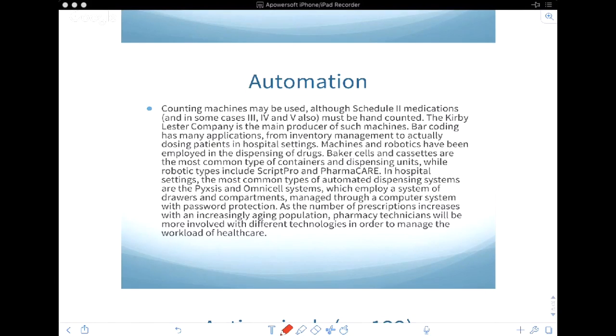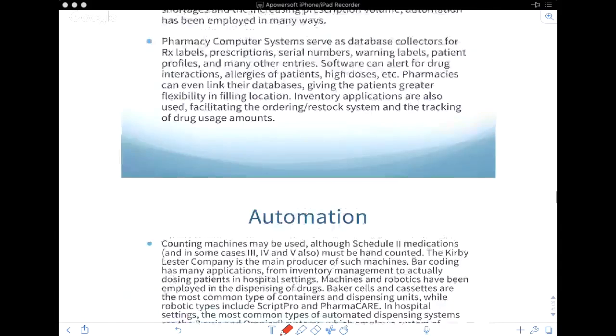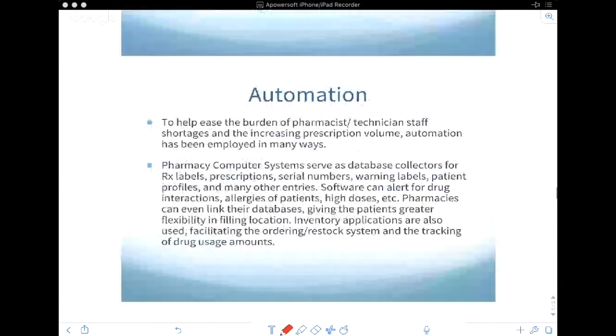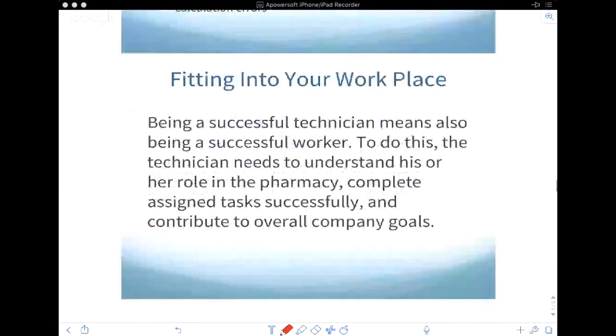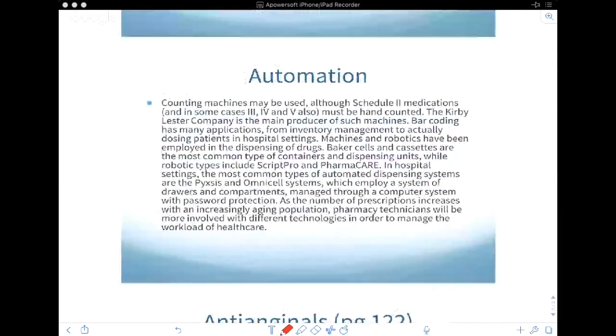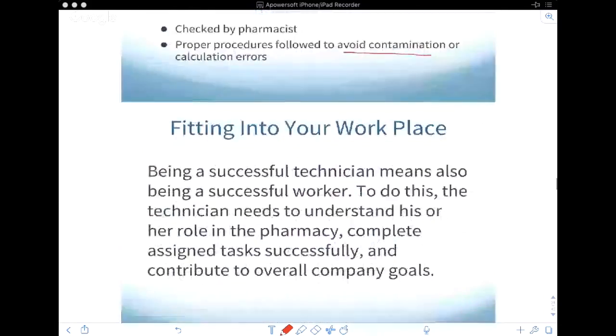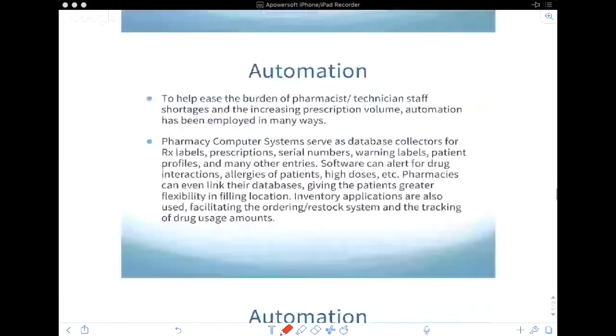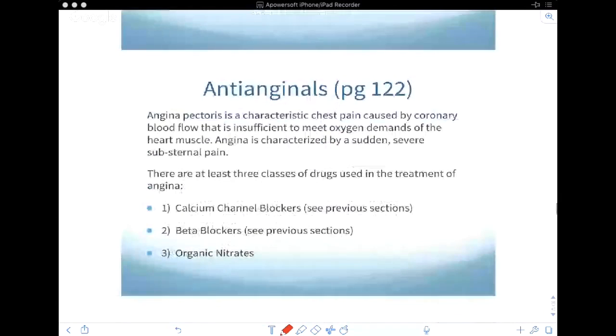So it's good to have a general idea of automation, fitting into your workplace. Well, fitting into your workplace is important, but automation, I wouldn't say is going to be essential for the exam. I don't think it's really going to be on there at this point. But it would be good to know in order to, like this says, fit into your workplace. All right, so now we're going to go on to the drugs.